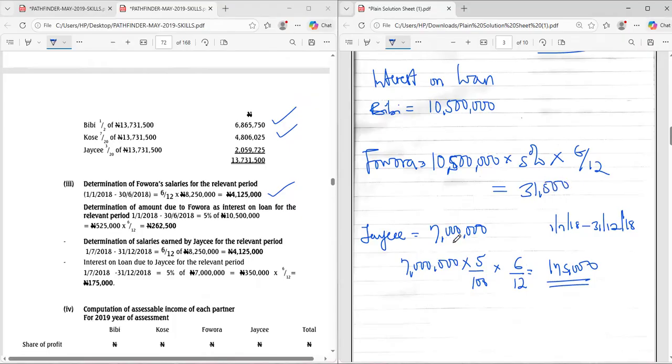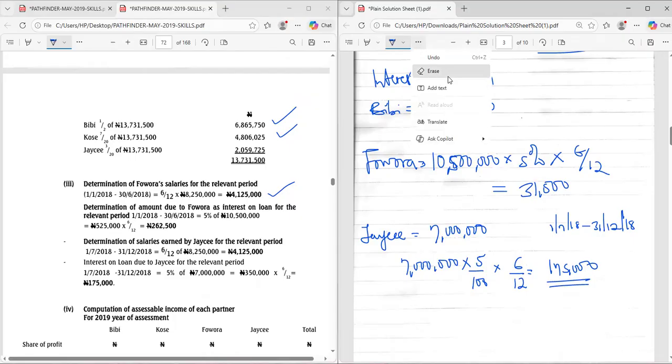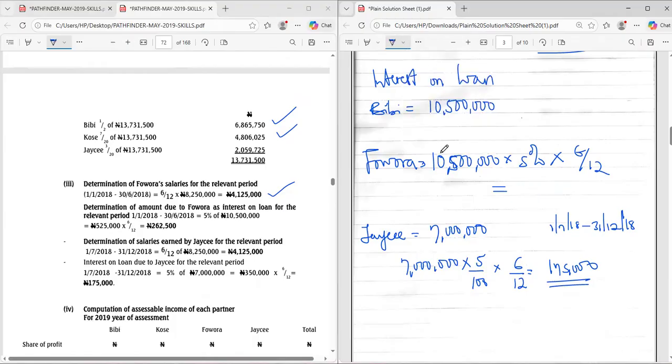It's not possible now. This is 7 million. This is 10 million. If this one is 175,000, this one can be 31,500. It's not possible. $262,500.